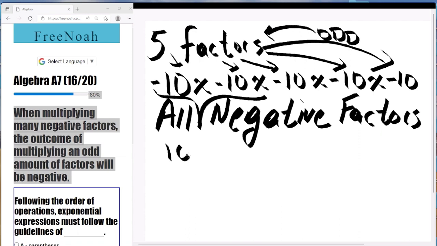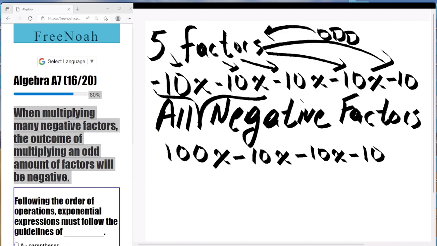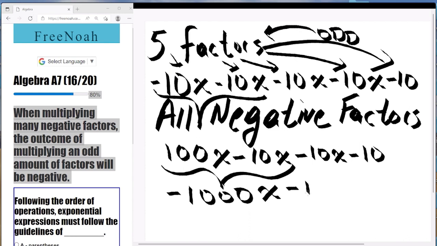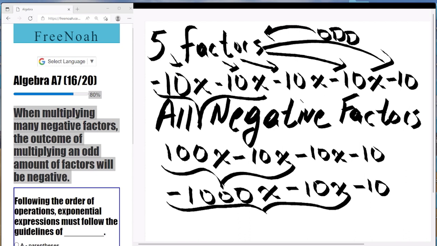So let's go ahead here. Negative 10 times negative 10, well, that's positive 100. Alright, now let's multiply this by the remaining negative 10s. There we have negative 10 times negative 10 times negative 10. Perfect. Alright, let's do the next regrouping here. Positive 100 times negative 10 equals negative 1000. Now let's bring down the remaining 2 negative 10s here. Negative 10 times negative 10 down.